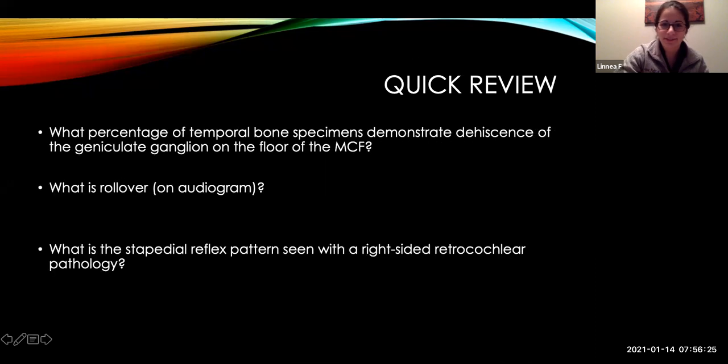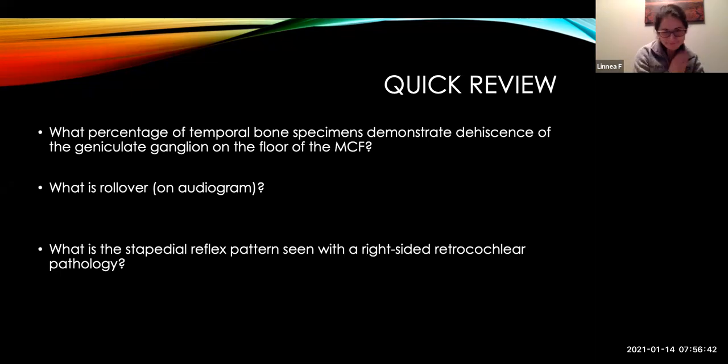Where am I going next? Here we go. Okay, so what percentage of temporal bone specimens demonstrate dehiscence of the geniculate ganglion? I hope to God you were listening. 16%. 16%. Perfect. Love it.